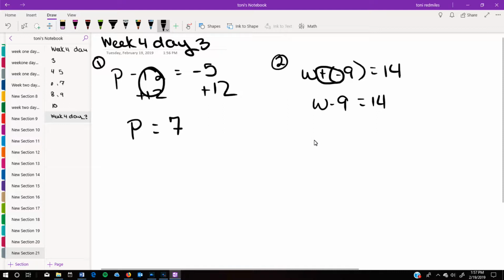When they're different signs, it is always subtract, okay? So the 9 is actually being subtracted from the w, which means I have to add the 9 to both sides of the equation. Gives me a big fat 0 here, and over here gives me a 23.